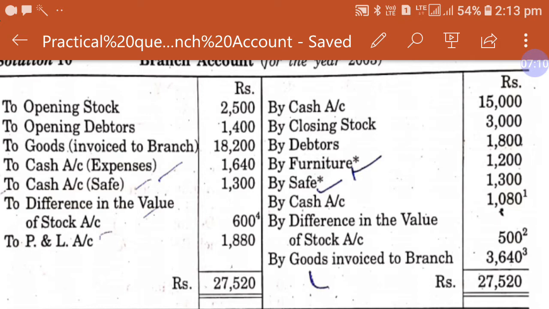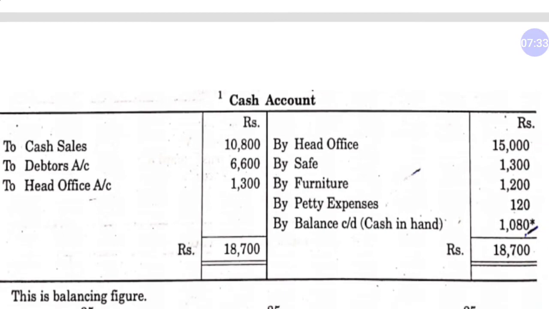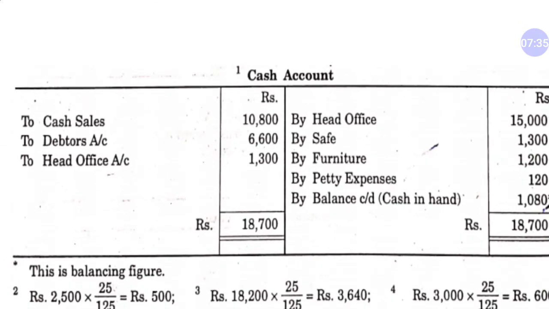By cash, it is 1,080, by difference in the value of stock. So by cash, how does it come? 1,080 is the result of the cash account, which we will make after the completion of this account, but without posting the cash balance, this account will not be complete. So first we should take a look at the cash account. So cash sales is given. On the debit side, we will put all those values which will increase the amount of cash, and on the credit side we will put all those values which will decrease the amount of cash.